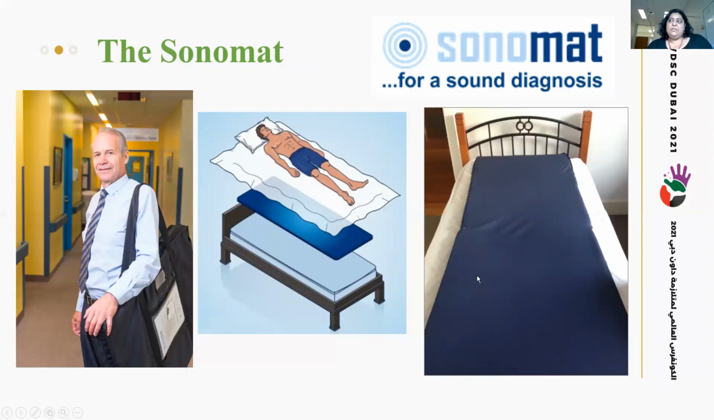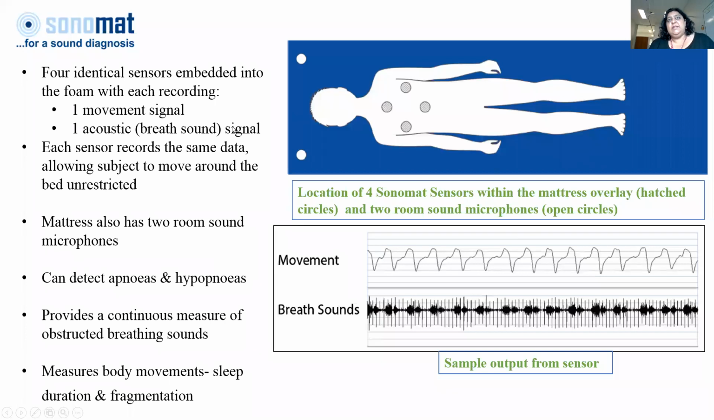Professor Sullivan has developed this mat, which is known as the Sonomat. It sits under the child's bed sheet on top of their own mattress. The Sonomat contains 4 identical sensors within the foam, which each record movement and acoustic sound. You can see here the location of the Sonomat sensors. There are also 2 room microphones. So each of these sensors records the same data, allowing the subject to move around the bed unrestricted.